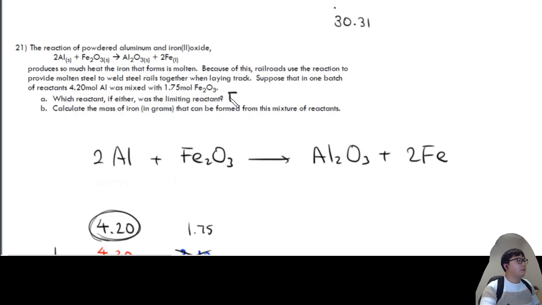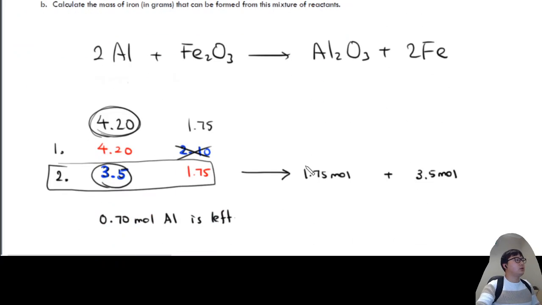So the answer is, which one is the limiting reagent? Fe2O3 is the limiting, and aluminium is excess. Any question? Miho? All good?